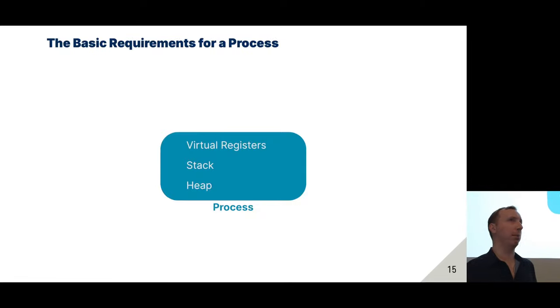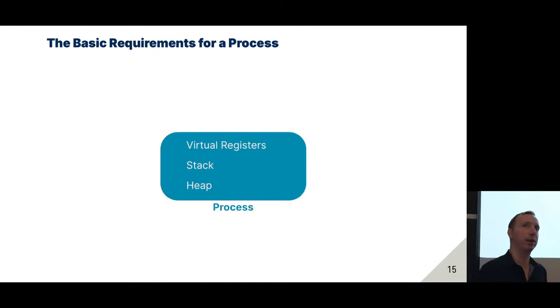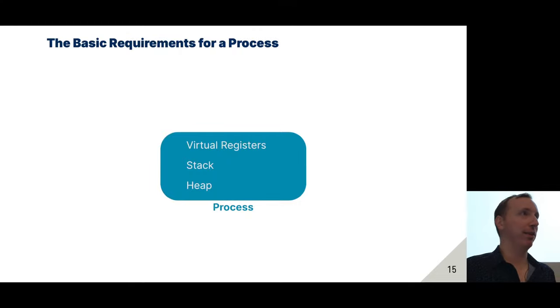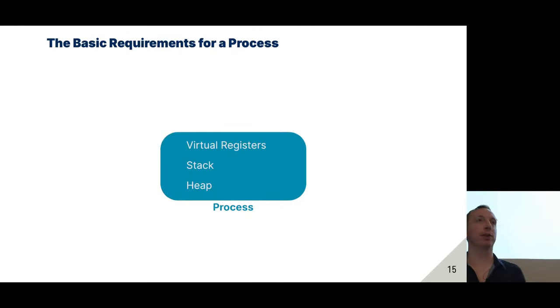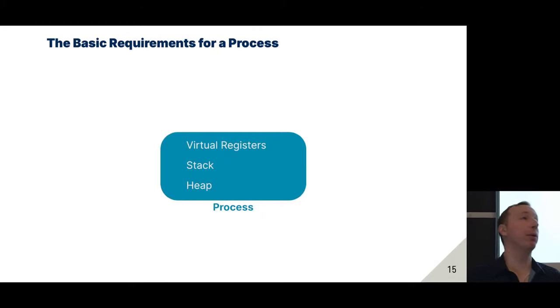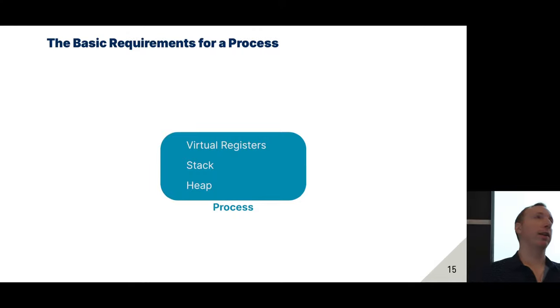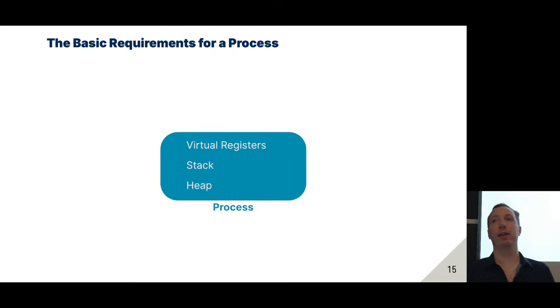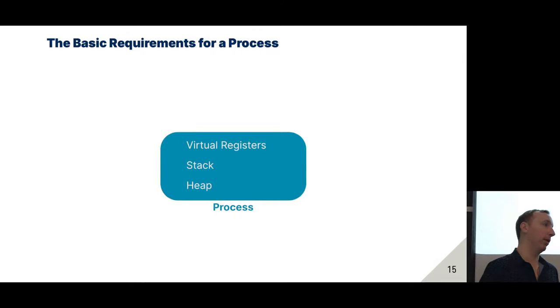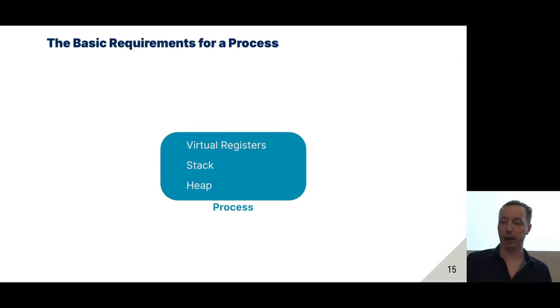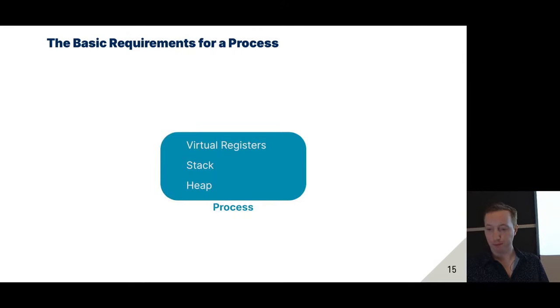The other thing a process needs is some memory, so it needs a stack. Hopefully we all know what a stack is. Everyone know what a stack is-ish? All right, good, I see some head nods. The stack is where all your local variables go. To this point, it wasn't really important. In this course, it will be important. And then the final one is the heap, which is a region of memory that the operating system uses whenever you do malloc or any dynamic memory allocations.